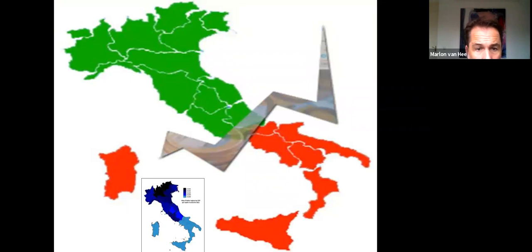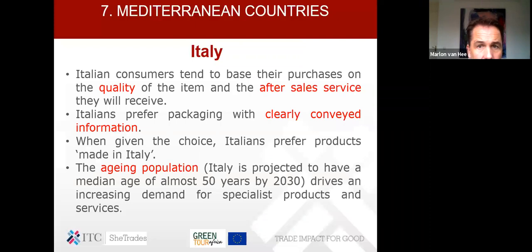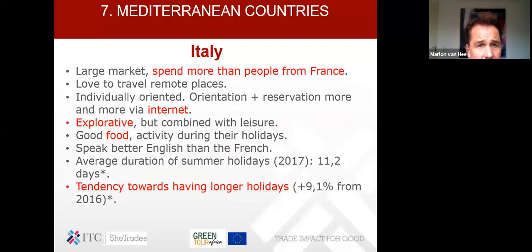Northern part, the green part, is the rich part. Southern part, the red part, is the poorer part. Italian consumers, what you see in Italy is a growing population of seniors. Italy, Greece, and Spain are the countries where the senior population is growing very fast. Quality and after-sales service is very important for Italians. It's a large market. They spend more than the people from France.